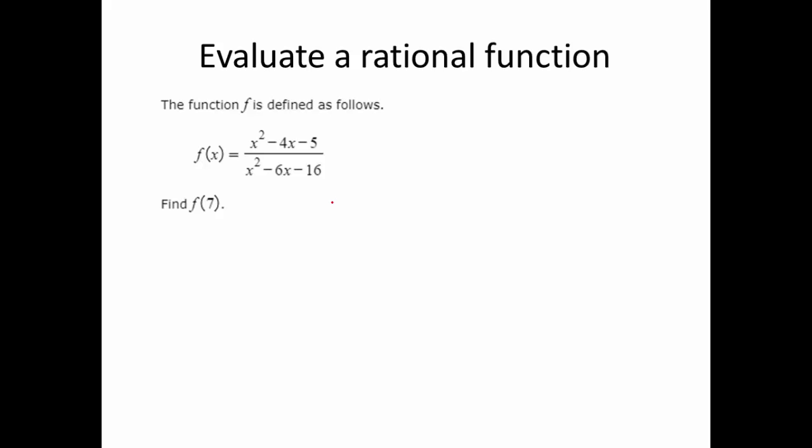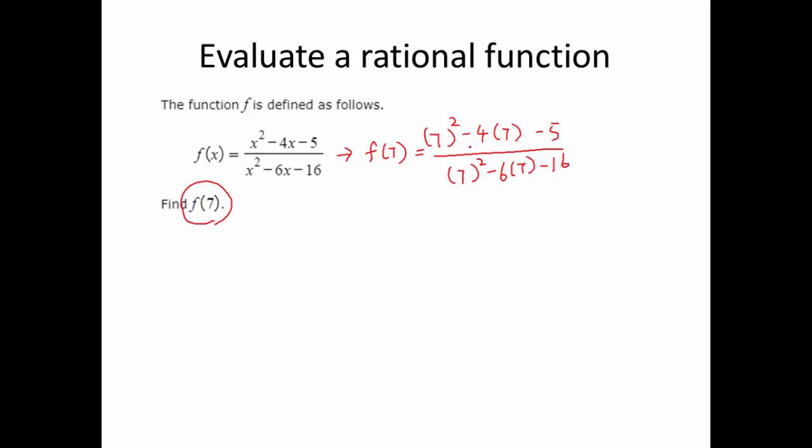Now let's try another example. In this example, they want to evaluate at x equals 7. So all we need to do is just change all the x to 7. So we have 7 squared minus 4 times 7 minus 5 over 7 squared minus 6 times 7 minus 16. What I just did is change all the x to 7. That's all. Now we just use some math calculation here.